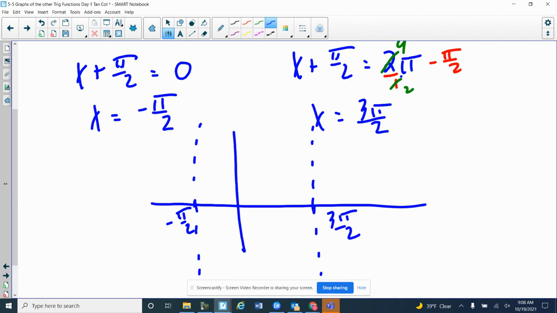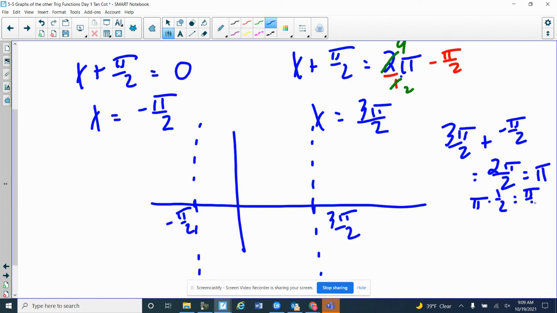So what I could do is I could just take 3 pi over 2, add that to negative pi over 2, I get 2 pi over 2, which is pi, and then I take half of that number. So I'm taking a half of pi, so that's pi over 2. So the number that's in the middle is pi over 2. Again, sometimes it's obvious what that number is. Sometimes it's not. If it's not as obvious, then just average those two asymptotes. You're adding, in this case, I added negative pi over 2 to 3 pi over 2 and then take half of it.